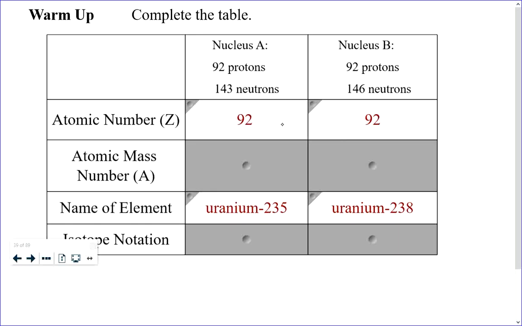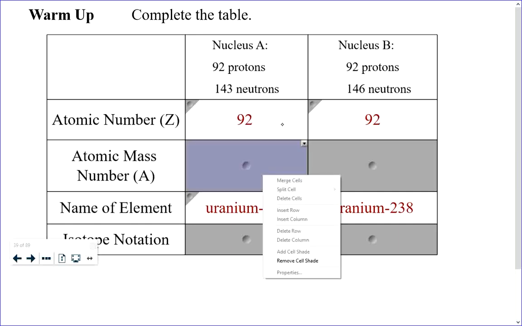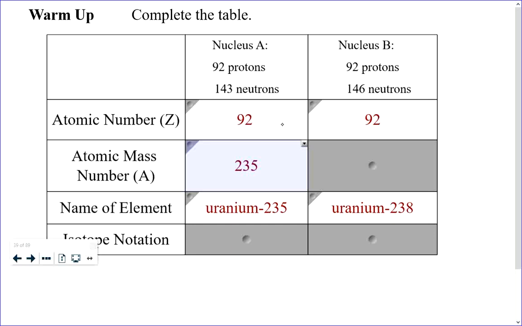But we're going to add something to that, because the atomic mass number is the sum of the protons and neutrons. So if you were to add 92 and 143, you can do it now in your head or on your calculator. 92 plus 143 gives you 235. So nucleus A has an atomic mass number of 235. If you were to add the protons and neutrons for nucleus B, you get 238, which means the atomic mass number for that nucleus is 238.